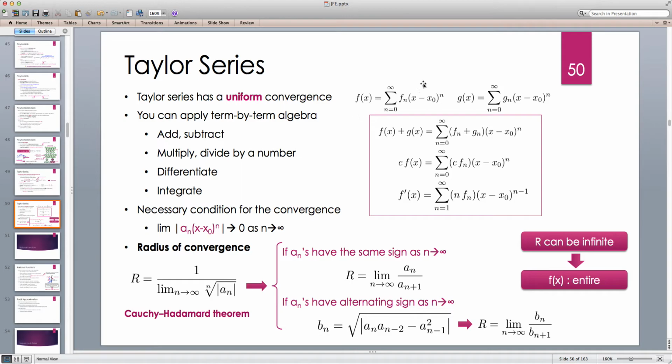The problem is that with Taylor series, as we get farther and farther away from x0, the convergence becomes slower and slower, which means we have to add many more terms in order to get good accuracy or a good estimation of the function.